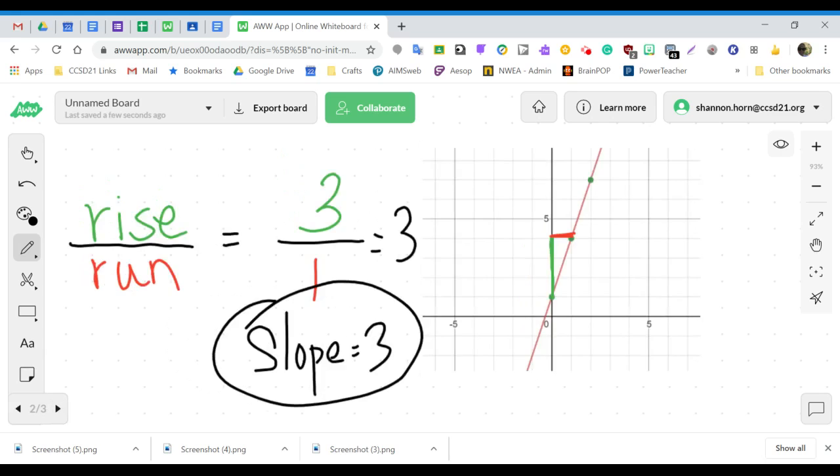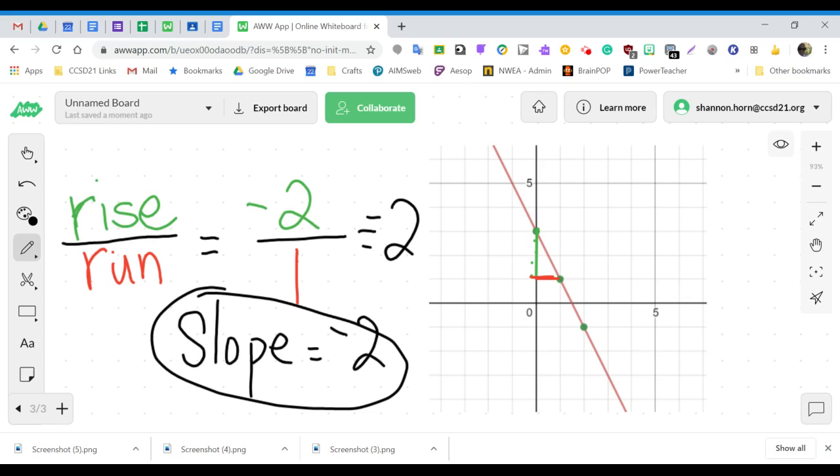Okay, doing that again on the next one. How am I going to get from one point to another point? I'm going to go up and over. Again, it looks like a triangle. The next one, you are going to go from one point to another point. In this case, I'm going down and over.